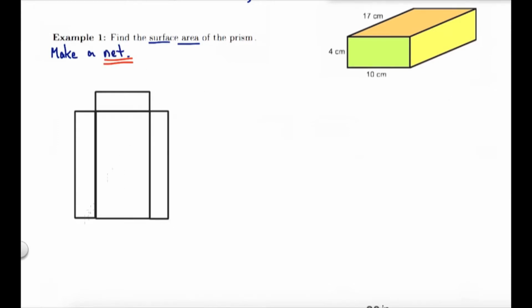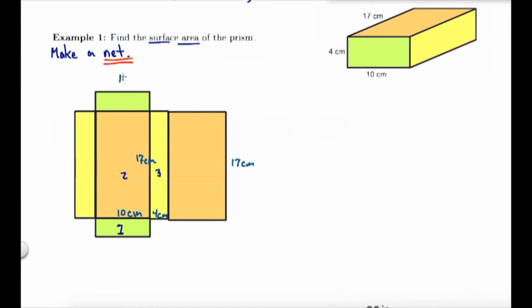So I recommend making a net so we can see all the sides. In this case, there's going to be 6. Let me color them here so we can match with the figure. So I have 3 different kinds of rectangles. So I've labeled 1, 2, 3. And I've labeled some of the key dimensions.